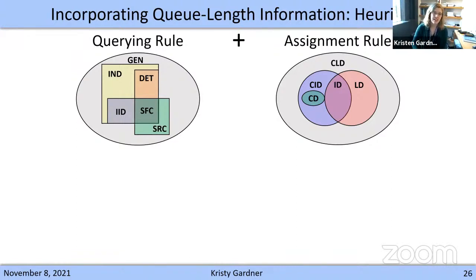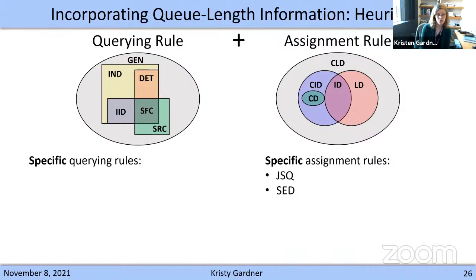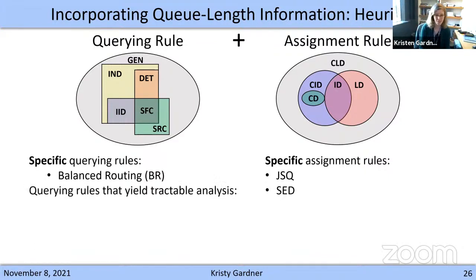So if we go back to this idea that a dispatching policy consists of a querying rule and an assignment rule, one way that we can get around having to do a lot of optimization is by using off-the-shelf pre-parameterized CLD assignment rules. So we can use specific assignment rules such as JIQ and SED, and then we can pair these specific length-based assignment rules with specific querying rules. We can pair these assignment rules with querying rules like balanced routing that don't require any optimization because they come prepackaged with their parameters.